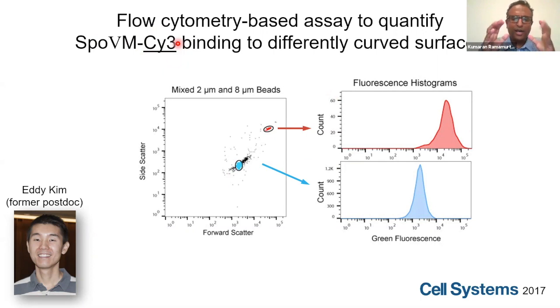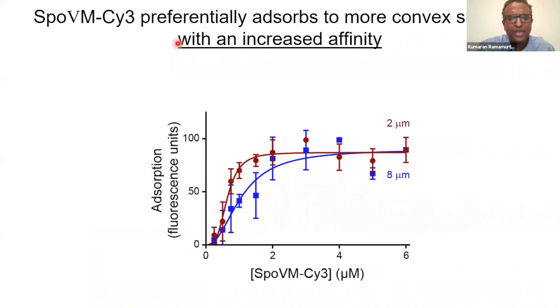And so whereas the microscope-based assay lets you look at maybe dozens of beads, this will let you look at about 30,000 beads in a reaction volume. And when he looks at that, you can actually go ahead and quantify the amount of fluorescence or absorption that you're seeing onto the small beads shown in red versus the big beads shown in blue.